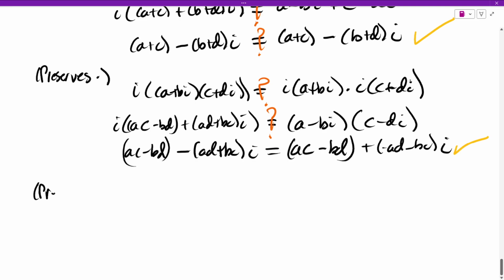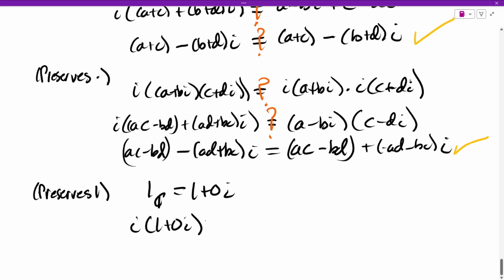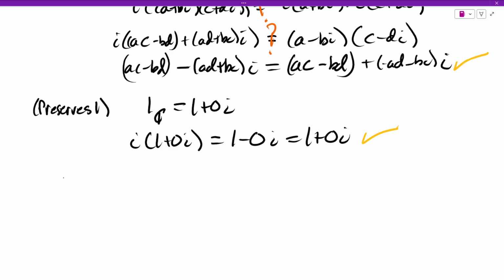And now we need to check that it preserves 1. The 1 in the complex numbers is 1 plus 0i. So let's compute iota of 1 plus 0i. That's 1 minus 0i, but 1 minus 0i happens to be the same as 1 plus 0i. So it preserves 1. So what we learned from this is that complex conjugation, which I'm calling iota, you can call it whatever you want, is a homomorphism.